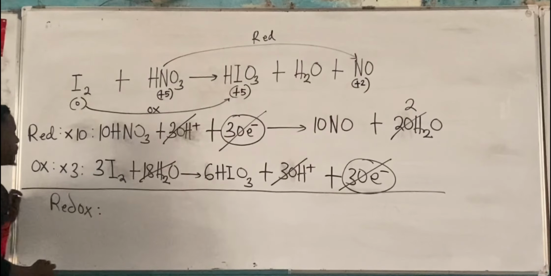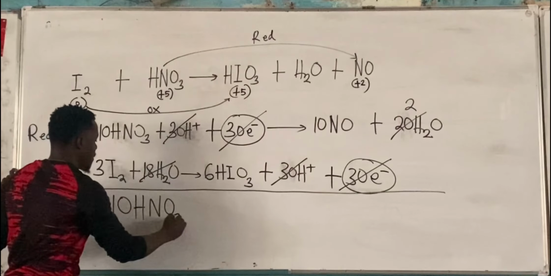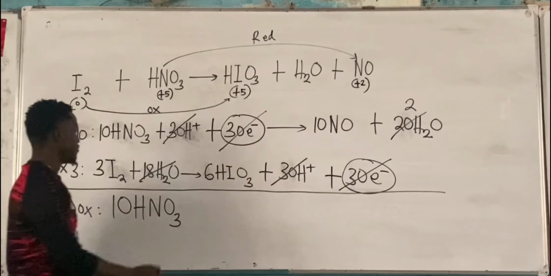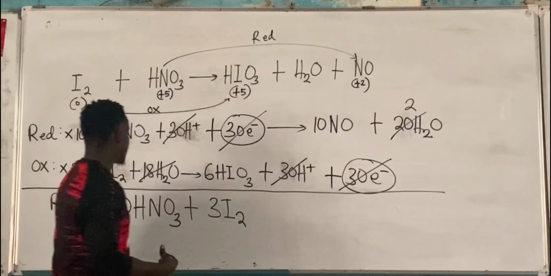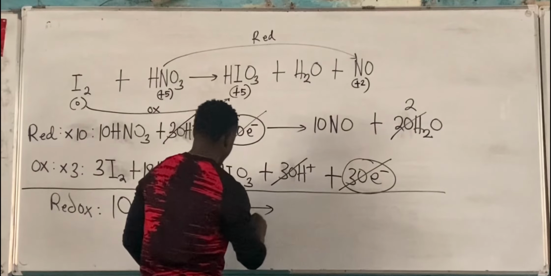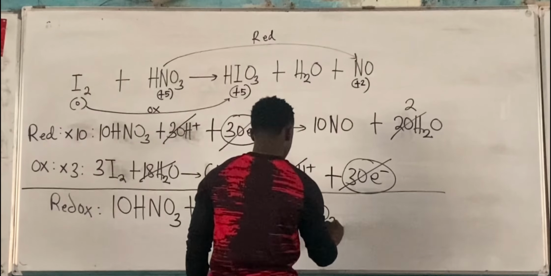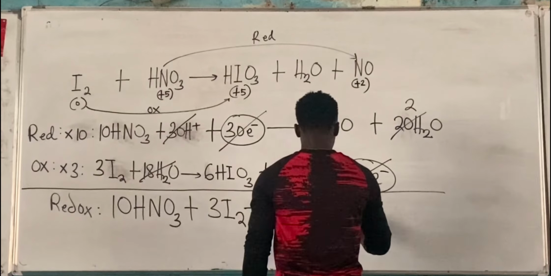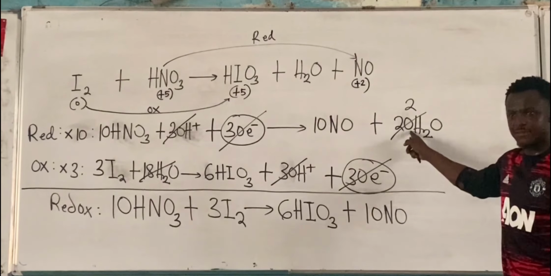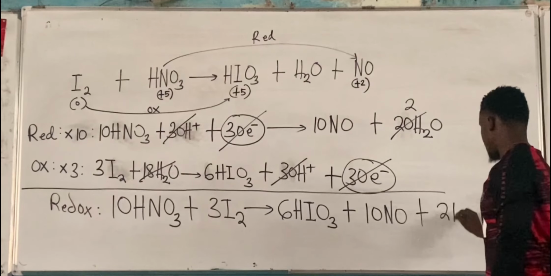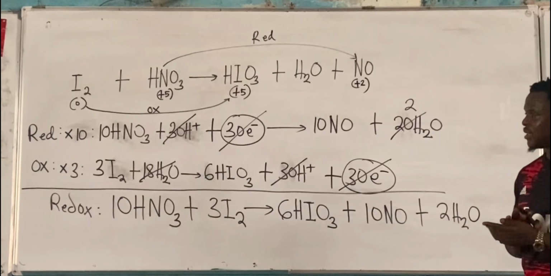So let's put this down. Our redox reaction becomes 10 HNO3 plus 3I2. Don't forget that this is 2 here, right? This equation is balanced.